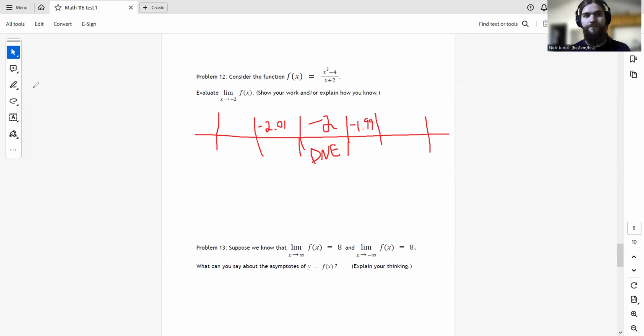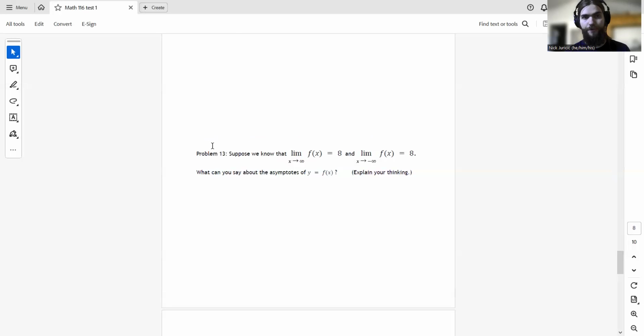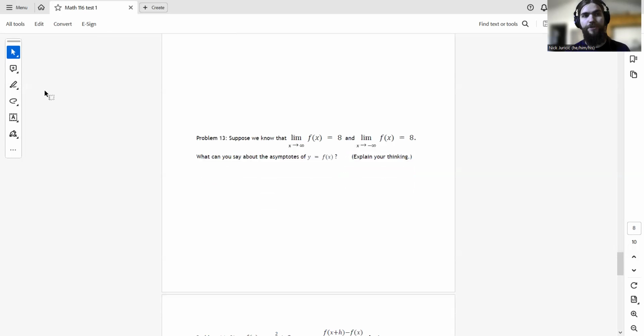So, problem 13. Okay. Suppose we know, where'd my annotate tool go? Suppose we know that the limit as x approaches infinity of f of x is equal to 8, and that the limit as x approaches negative infinity of f of x is also equal to 8. What can we say about the asymptotes of f of x? I want you to explain your thinking.